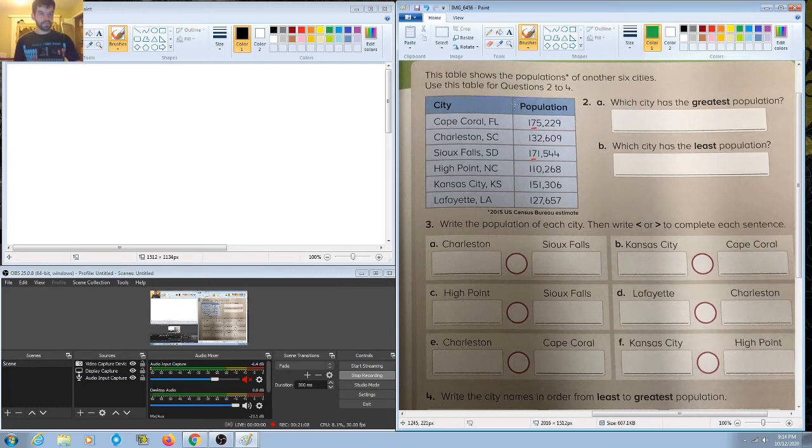I use green here. If we compare Cape Coral, Florida and Sioux Falls, South Dakota in the thousands place, we'll see that 5 is greater than 1. So Cape Coral, Florida has the greatest population. Okay.